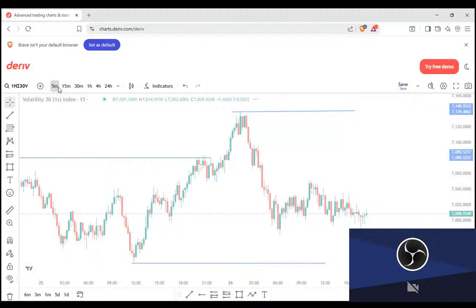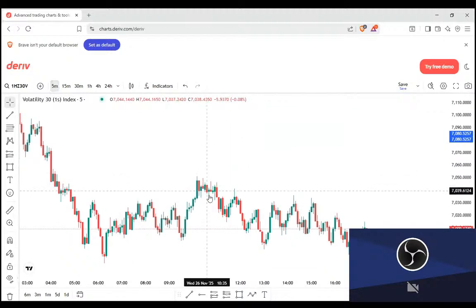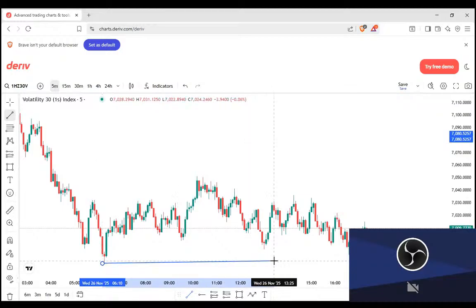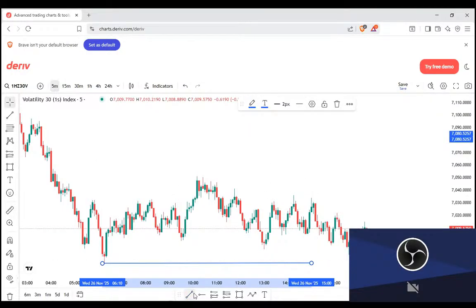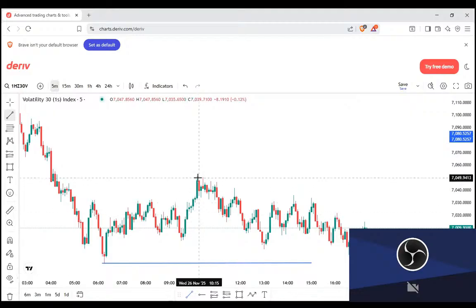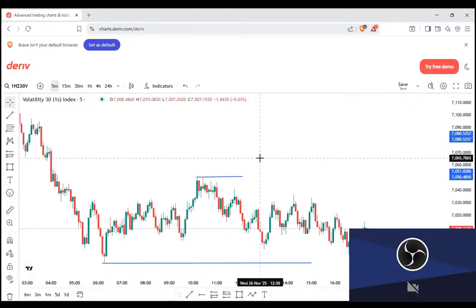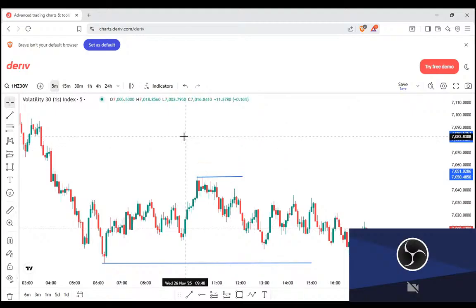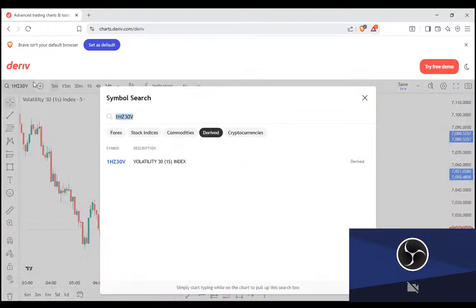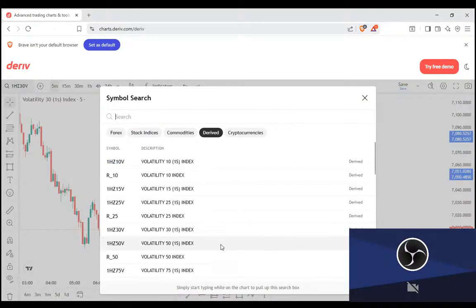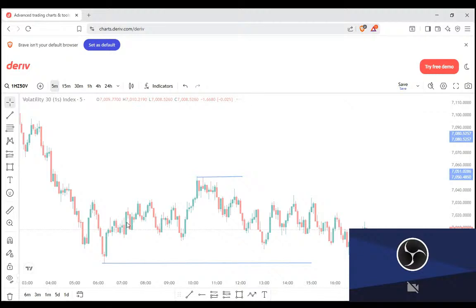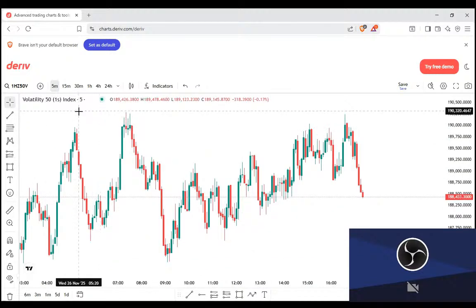And this is the 5 minutes time frame. That will be a very huge one. So what we have to do, I will mark out this low. And this is the 5 minutes time frame. Let's look at the next volatility, which is the 25 index.